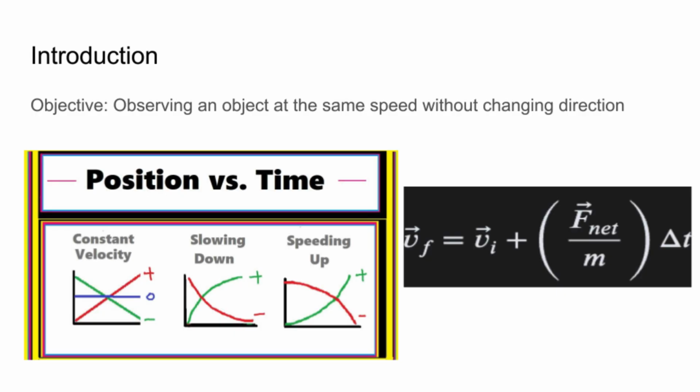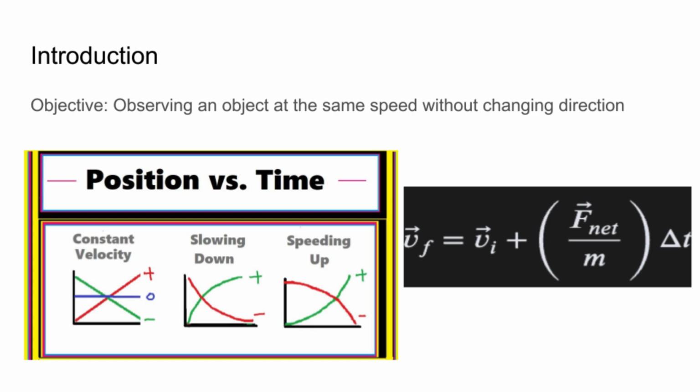In this experiment, our objective was to observe an object at the same speed without changing direction. The object that my group chose was a soccer ball. This object is in relation to the position versus time graph model and also with the velocity update formula. The position update formula could also be used, but the velocity update formula makes more sense in this setting.